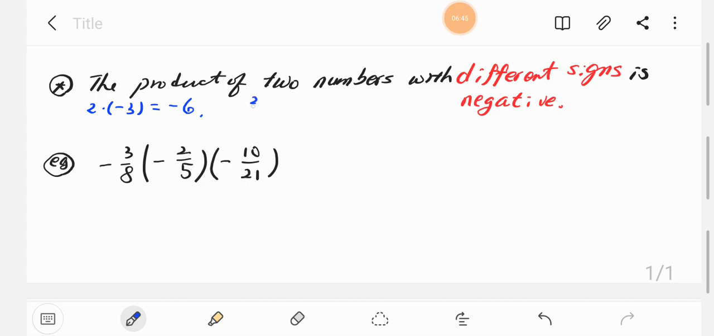So let's say 2 over 3 times negative 5 over 7. The two numbers have different signs, so the sign will be negative. So this is equivalent to negative 2/3 times 5 over 7. Make sense? Then this is equal to negative 2 times 5 over 3 times 7, so negative 10 over 21.